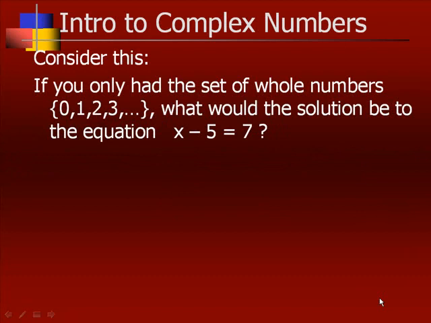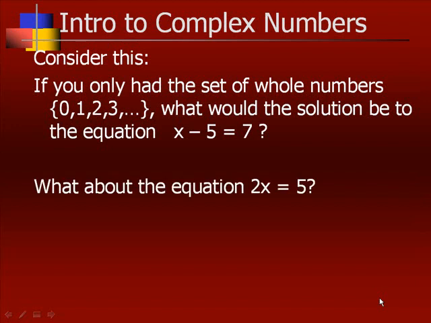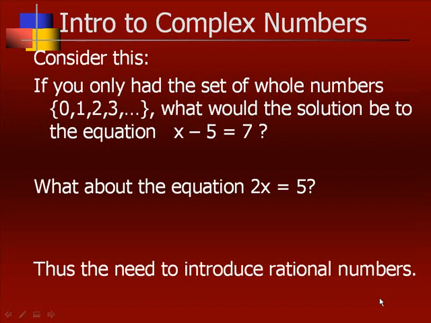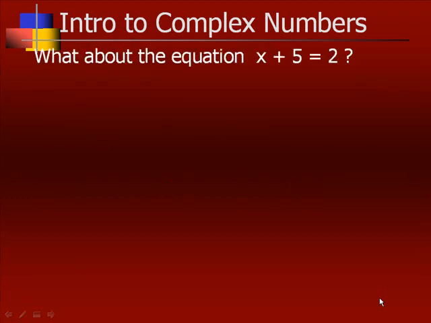Consider this. If we only had the set of whole numbers 0, 1, 2, 3 to work with, what would the solution be to the equation x minus 5 equals 7? We could solve that and we would get x is 12. But what if we had the equation 2x equals 5? Is there a whole number that we could multiply by 2 to get 5? There's not. So that's why we had to come up with the set of rational numbers so that the solution 5 over 2 or 2.5 would be included.